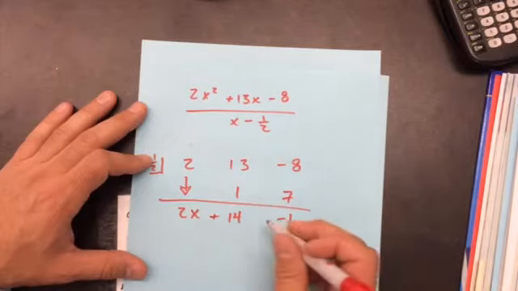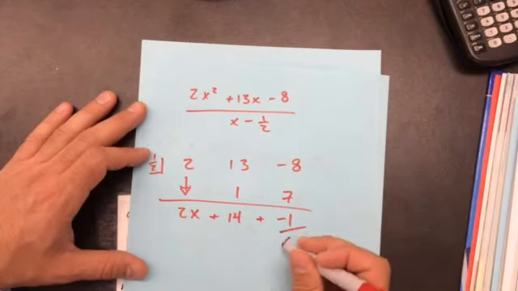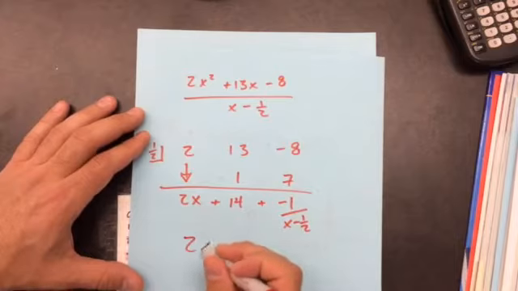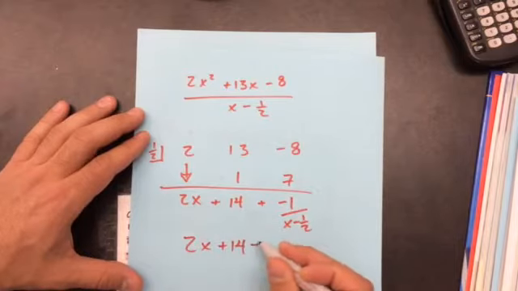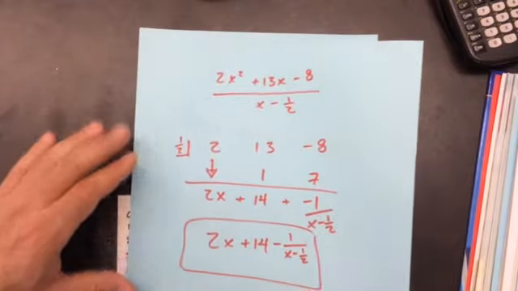And since this is a minus, I'm not going to put a plus in here, but you can. The remainder is over what you divided by, just like on long division. So our answer is going to be 2x plus 14 minus 1 over x minus 1/2. And that's the answer, okay? Slightly harder one, okay?